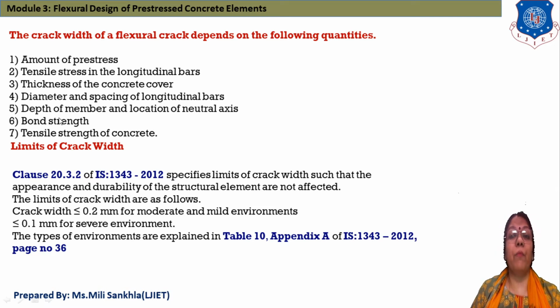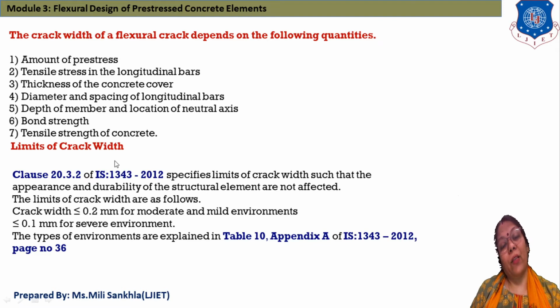Neutral axis is a very important term in alignment of beam. Then bond strength between duct and our tendons. Then tensile strength of concrete, that means our flexure strength of concrete. Okay, now limit of crack width.